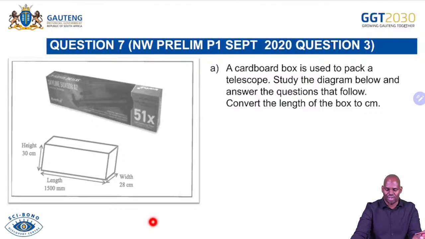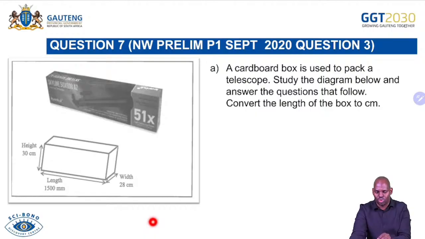Then question 7. This one was taken from Northwest Prelim Paper 1, September 2020, question 3. The information given is that a cardboard box is used to pack a telescope. Study the diagram alongside and answer the questions that follow. Convert the length of the box to centimeters.